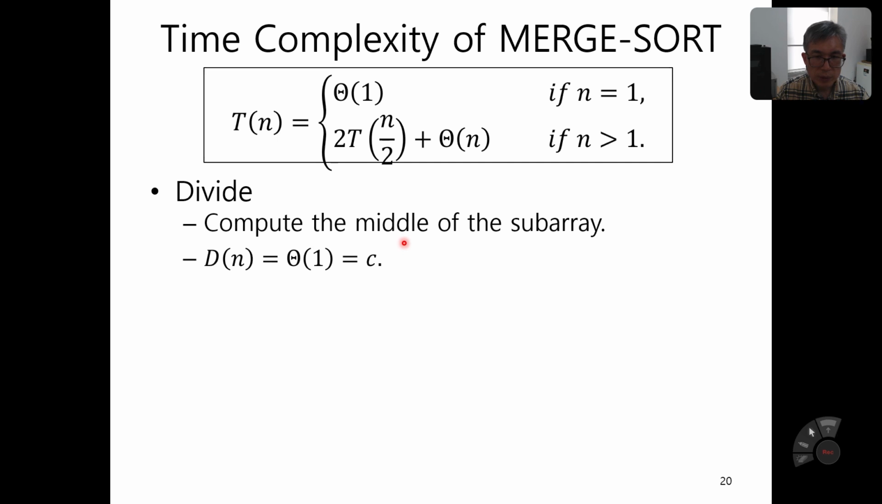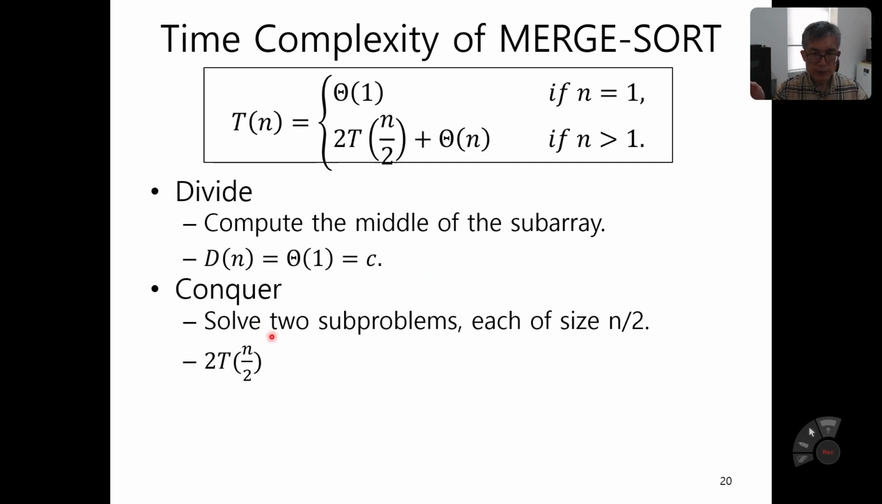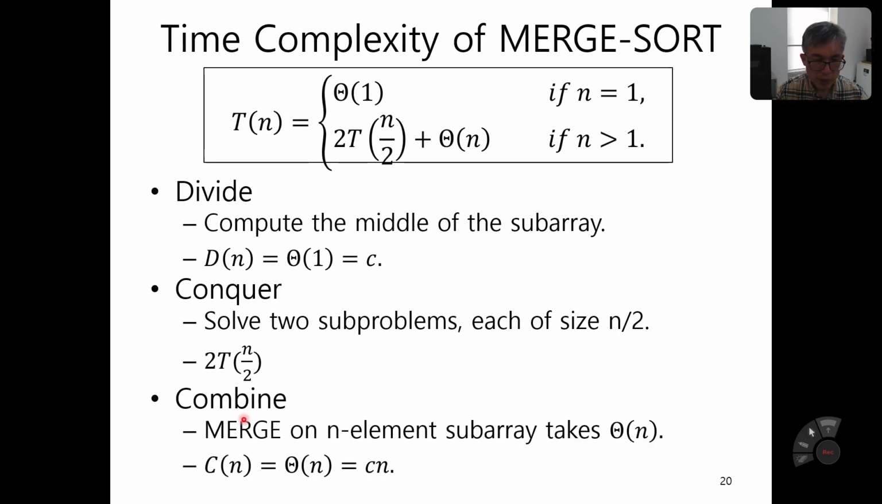So divide: compute the middle of the subarray. This is the start index plus the last index, divided by 2, which is the midpoint. Conquer: there are 2 subproblems to solve, each of size n over 2, so 2 times T(n/2). The input size is reduced by this factor, and it is multiplied by 2 because there are 2 subproblems divided from the original problem. And combine, this is merge: merging an n-element subarray takes Θ(n), because we are scanning, so the actual scanning number is n. So it is Θ(n), a polynomial of order 1 times a constant coefficient c.